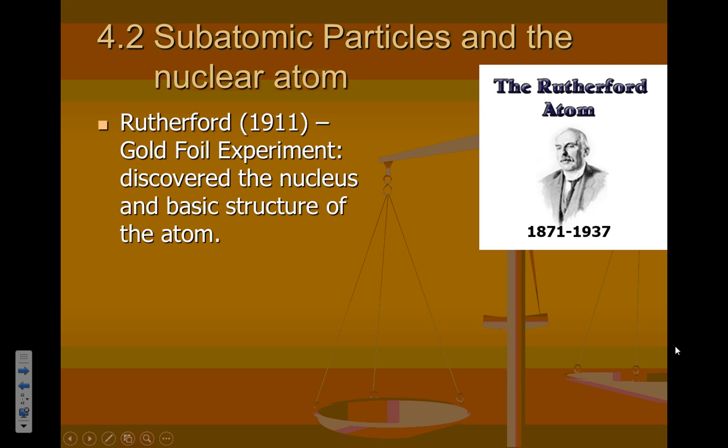Next person that came along that changed our understanding or contributed to our understanding of an atom in a meaningful way was a scientist by the name of Ernest Rutherford. Now, in 1911, in his gold foil experiments, he discovered the fundamental structure of an atom was different than we thought it was in its day. Now, by this time frame, we were getting away from what's called the plum pudding model of Thomson, where you had this positive goo or matter that negative things were stuck in.